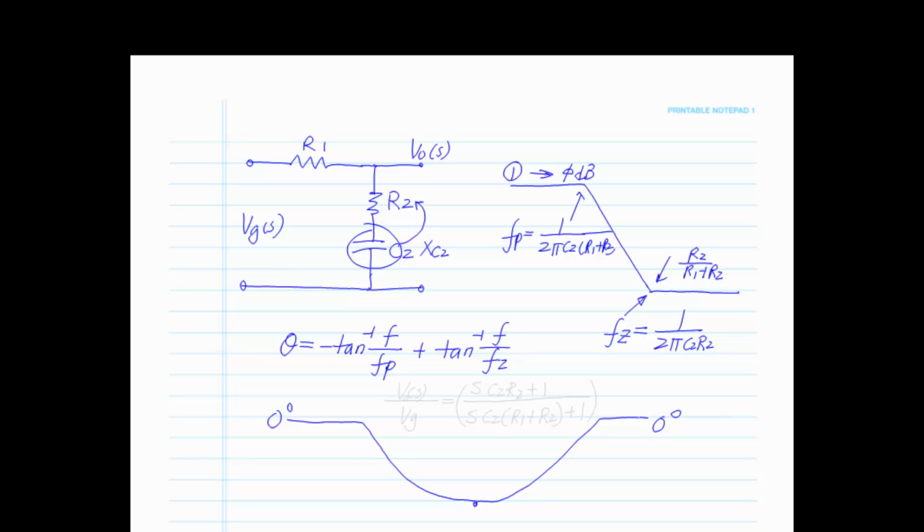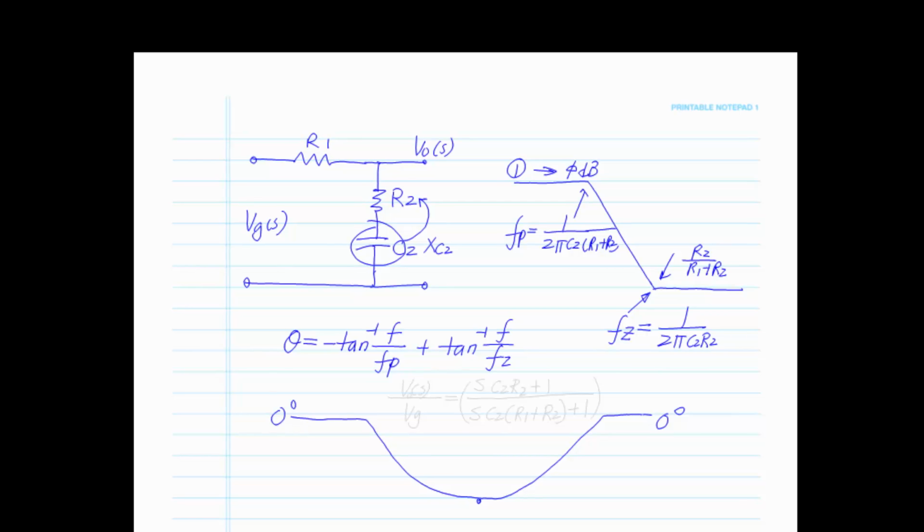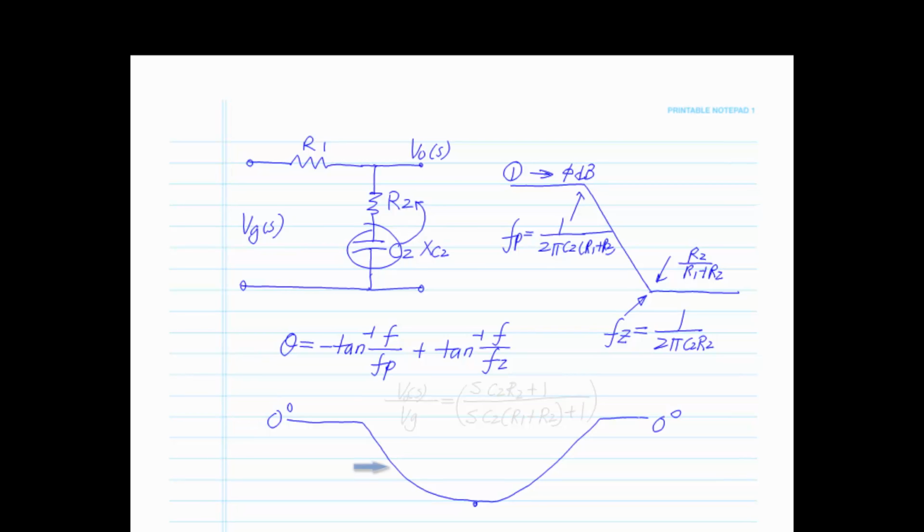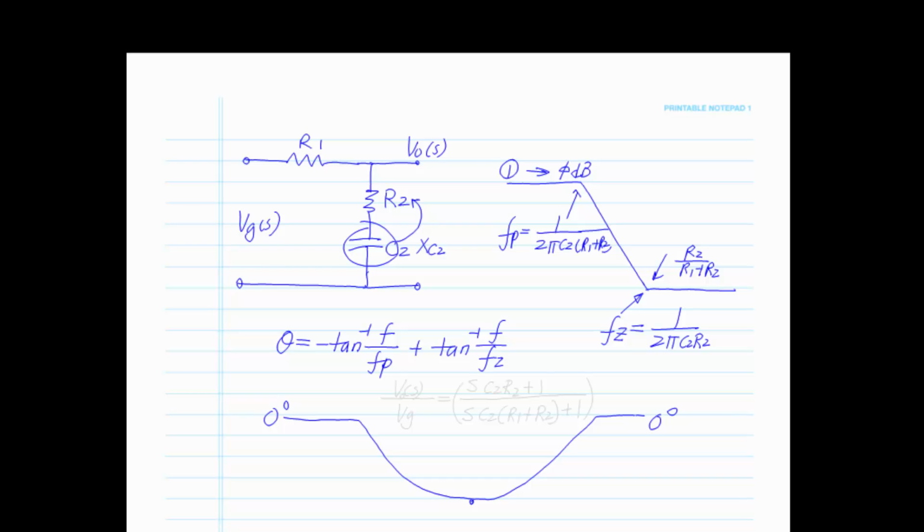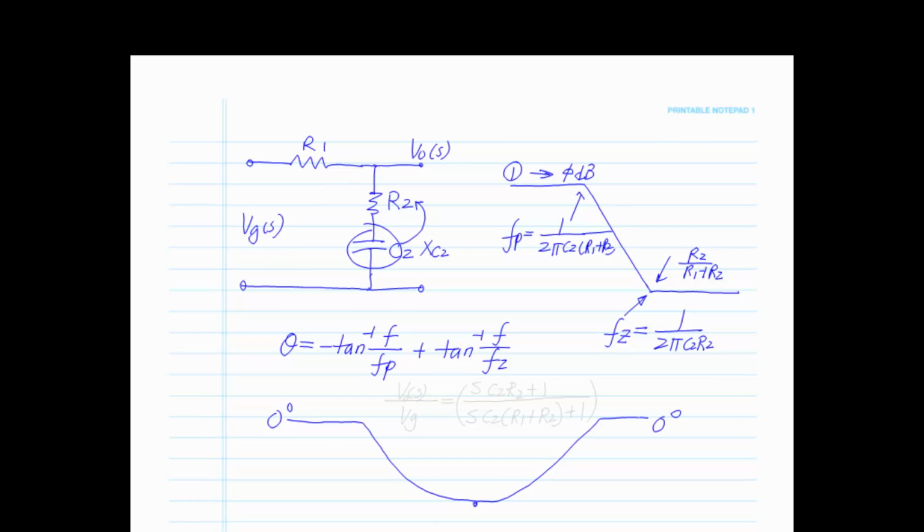So ultimately, you're going to start off at 0 degrees. You're going to come down, and then you're going to come back up to 0 degrees again. So depending upon the location of these two will depend upon how much phase dip you have. Okay, if they're a decade apart, you'll see this will come down towards minus 45 degrees and then come back up. So what is the transfer function of this circuit?